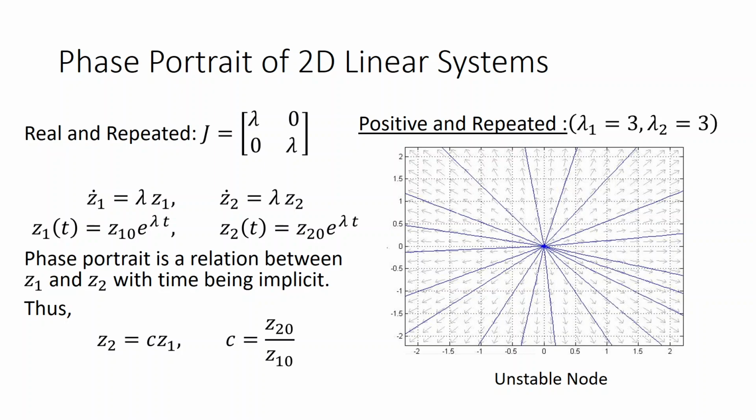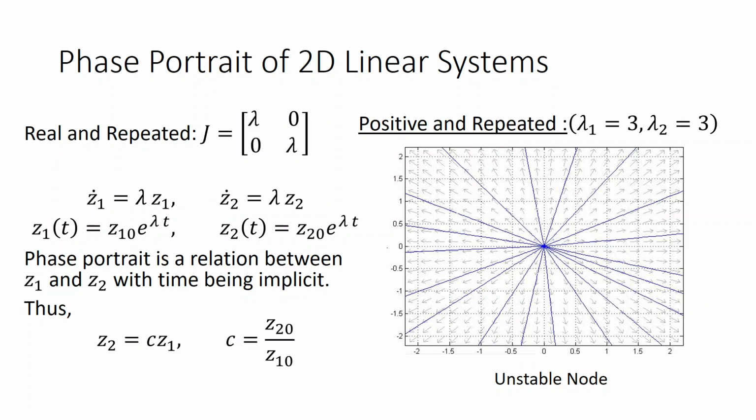When you have real and repeated eigenvalues and you have a 2 Jordan block, then it is very simple. You can actually do an analysis very straightforward. The analysis is shown here also. I will not go through it in details. It is only straight lines connecting you to the origin.